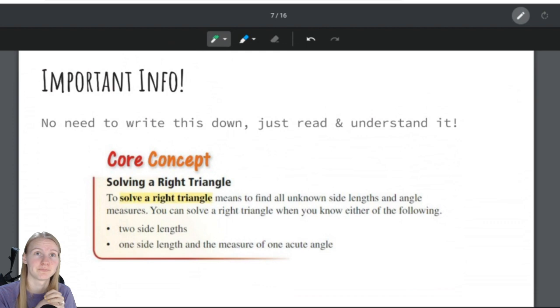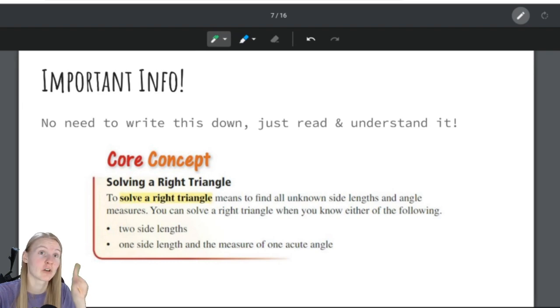You can solve a right triangle when you know either of the following: 2 side lengths, or 1 side length and 1 angle. So this is actually pretty cool. You only need 2 of those 6 pieces of information in order to completely solve the triangle. You either need 2 side lengths or a side length and an angle measure. Can't have 2 angle measures. That doesn't help us find any of the sides. We could find the 3rd angle, but we couldn't find the side. So you need at least 1 side.